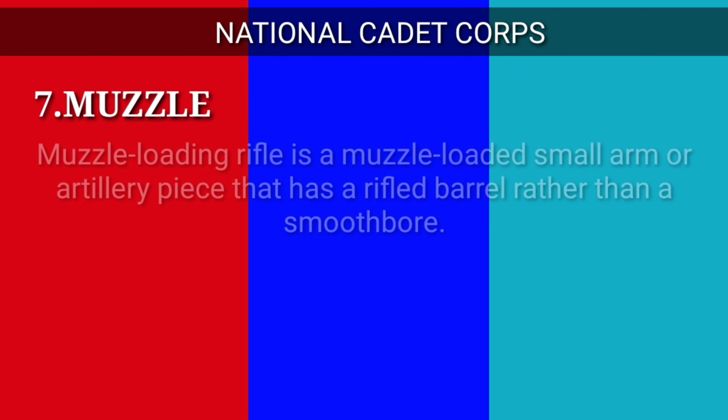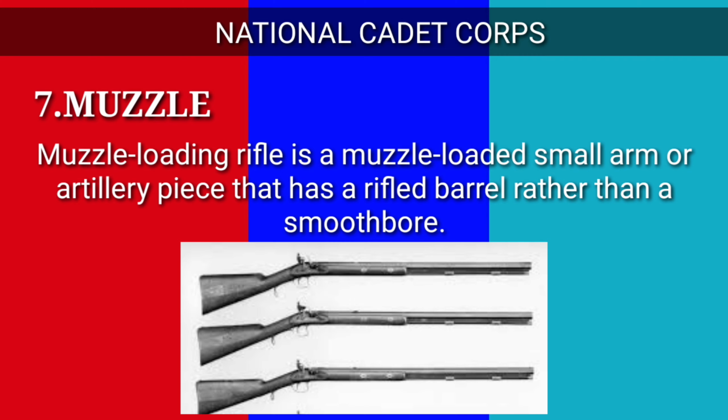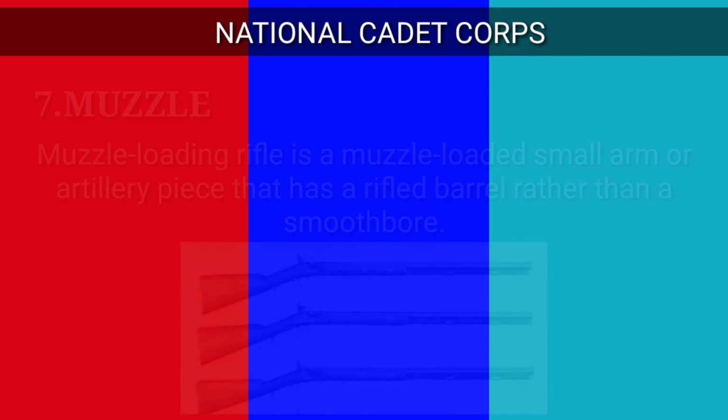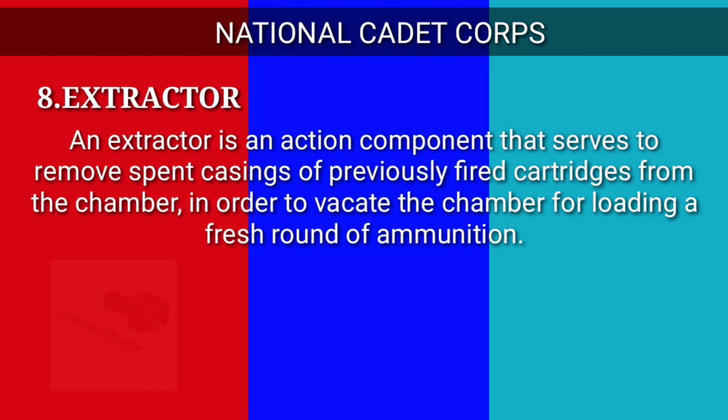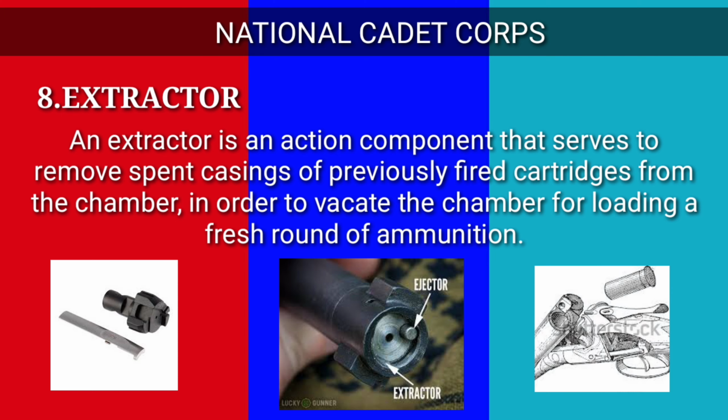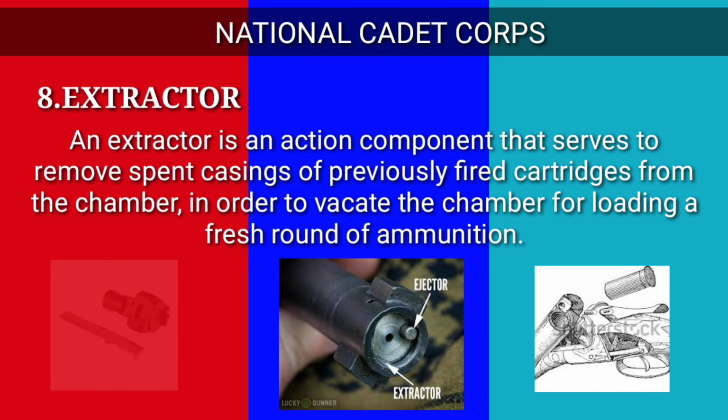Seventh one, muzzle. A muzzle loading rifle is a muzzle loaded small arm or artillery piece that has a rifled barrel rather than a smooth bore. Eighth one, extractor. An extractor is an action component that serves to remove spent casings of previously fired cartridges from the chamber in order to vacate the chamber for loading a fresh round of ammunition.